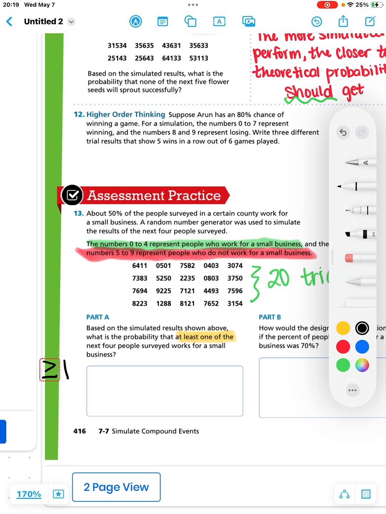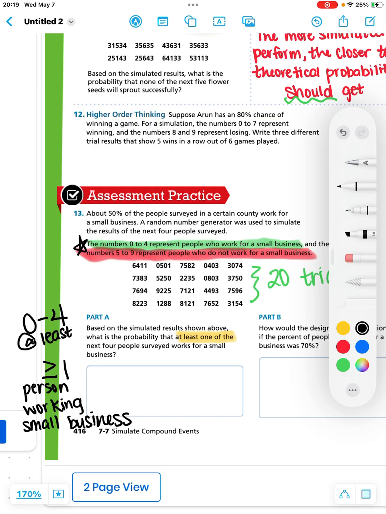One person working for a small business. Now, this is not more than 1 in our data sets here. You got to understand that this created our parameters. We are looking for a 0 to 4 at least 1 time. So I'm going to take that green highlighter, and anytime I see numbers 0 through 4 in an individual batch, I'm going to highlight it.